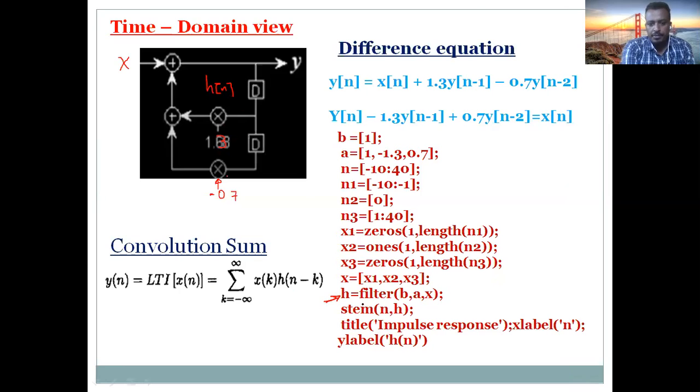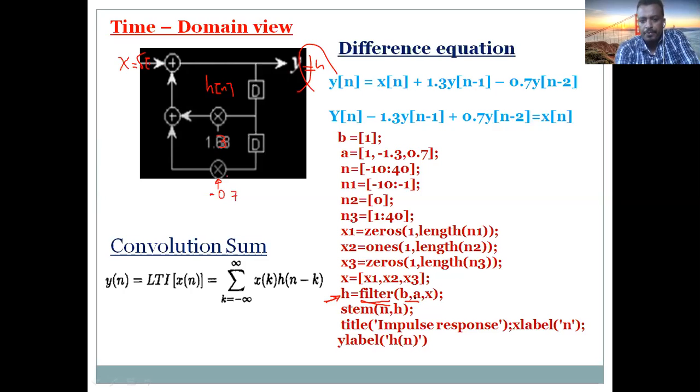Using a MATLAB function called filter, you can determine the output of this system. Why do we call it h? In this case, y is equal to h, because x is equal to the unit impulse. If x is the unit impulse, the output becomes h. So filter is a function which determines the output of a discrete time system.